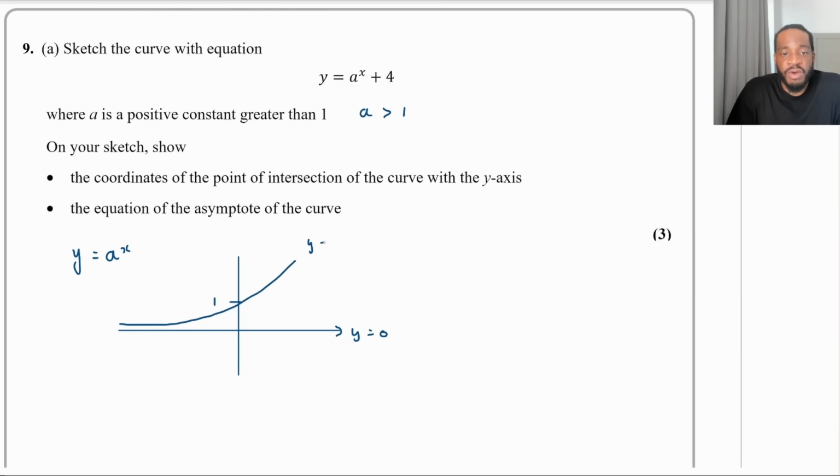And then this is the graph of y equals a to the x. Now, we want y equals a to the x plus 4. Let me also write here where a is greater than 1. So we want y equals a to the x plus 4. This is just graph transformation.